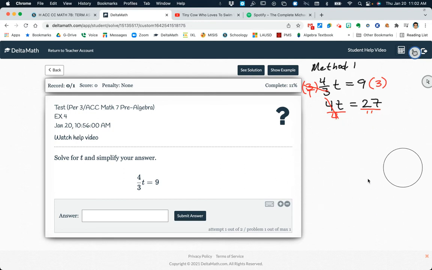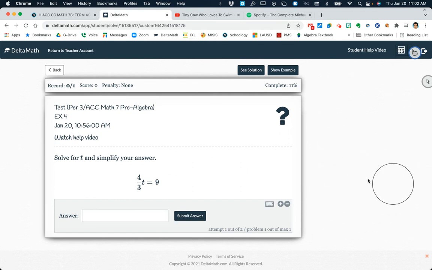I think method 2 is the one they use in the show example. Probably. Yeah, if you go to show example for every help, that's the method they use. Yeah, I'm pretty sure. Considering this is an algebra level 1 or pre-algebra. Well, I did it for pre-algebra, but okay. Well, 27. What did we say?